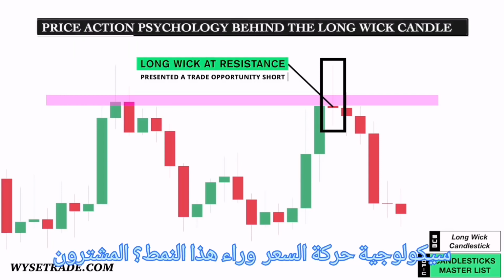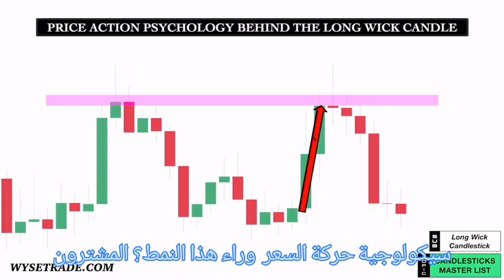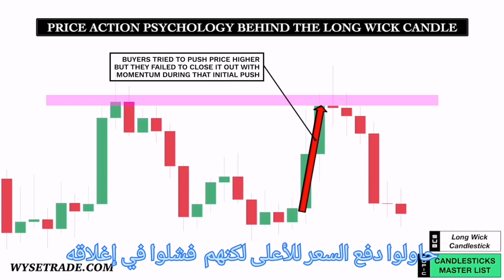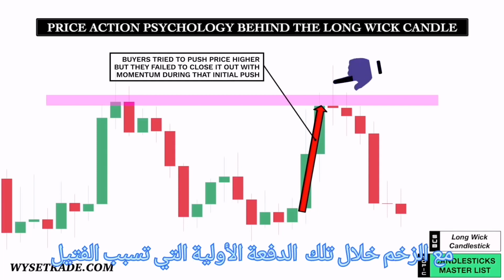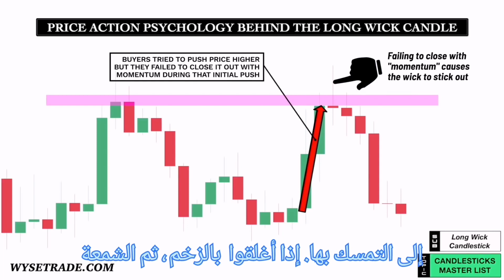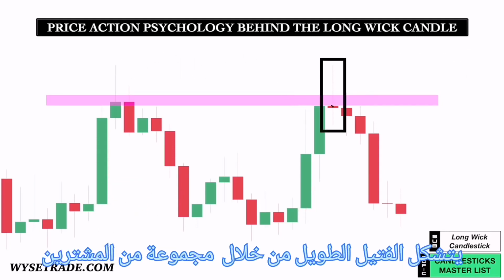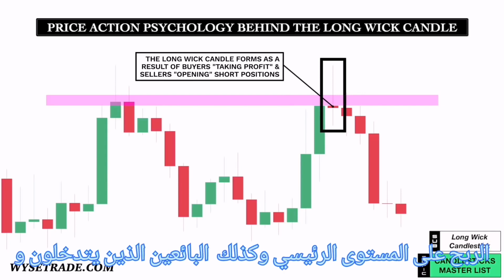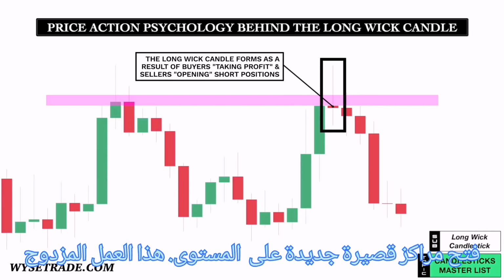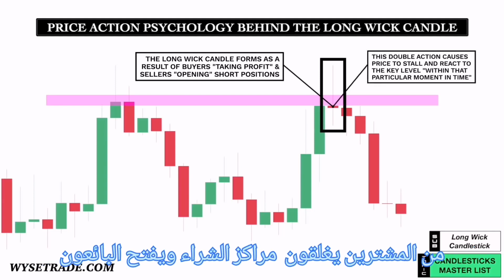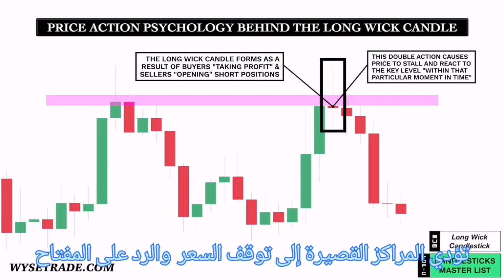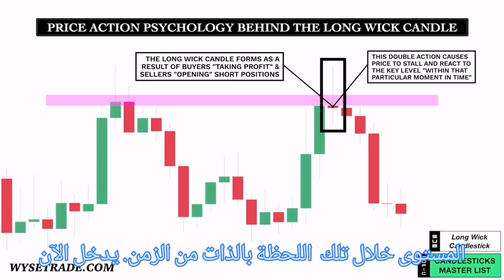So what is the price action psychology behind this pattern? Buyers tried to push price higher, but they failed to close it out with momentum during that initial push, causing the wick to stick out. If they closed with momentum, then the candle should have looked like this, which is a momentum candle. The long wick candle forms through a combination of buyers taking profit at the key level, as well as sellers stepping in and opening new short positions at the level. This double action of buyers closing long positions and sellers opening short positions causes price to stall and react to the key level within that particular moment in time.